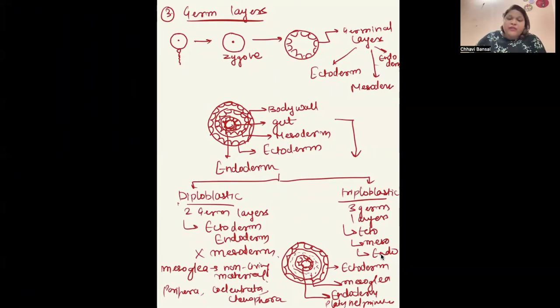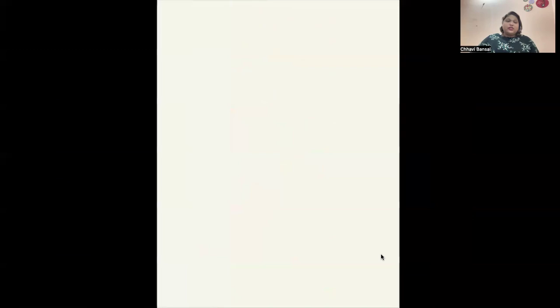So the phyla that are diploblastic are Porifera, Coelenterata, and Ctenophora. Whereas in triploblastic, all three germ layers are present: ectoderm, mesoderm, and endoderm. And this is present from the phylum Platyhelminthes to Chordates. Clear? This is the third level of organization.